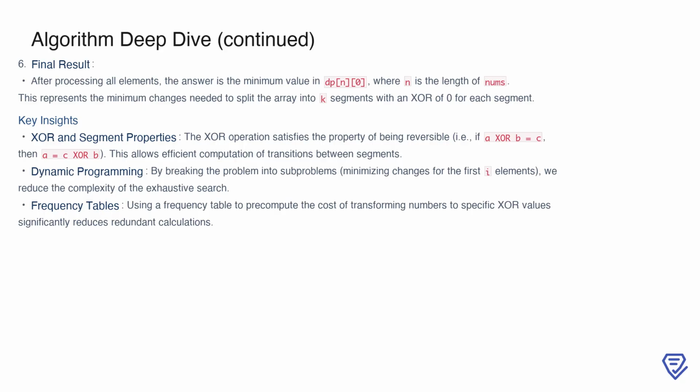There are several key insights here. First, the reversible nature of the XOR operation ensures efficient computation of transitions between segments. Second, the dynamic programming formulation breaks the problem into smaller subproblems, allowing us to minimize changes incrementally. Lastly, the use of frequency tables drastically reduces redundant calculations by pre-computing the cost of transforming numbers to specific XOR values. Together, these strategies provide a robust and efficient way to solve the problem.